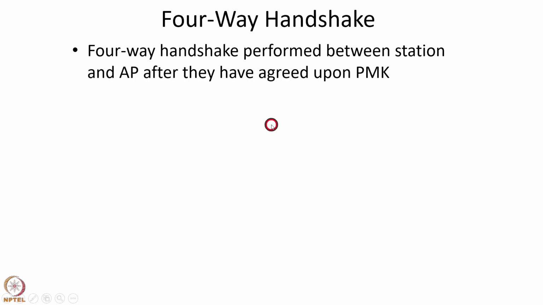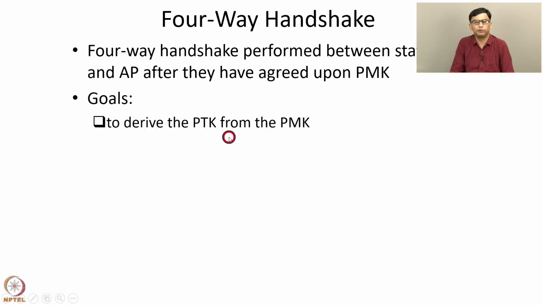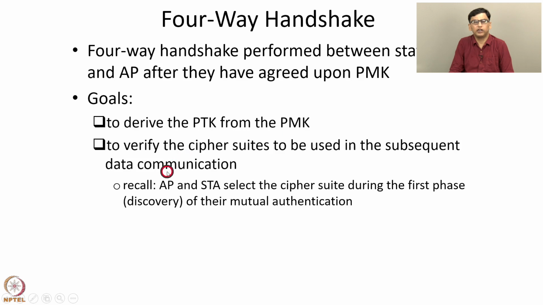We now discuss the 4-way handshake. The 4-way handshake is performed between the station and the access point after they have agreed upon the PMK through one of the modes that we discussed earlier. What are the objectives of the 4-way handshake? The goals are as follows. One is to derive the PTK from the PMK, and another is to verify the cipher suites to be used in the subsequent data communication. Recall that the access point and the station select the cipher suite during the first phase, or discovery, of their mutual authentication.